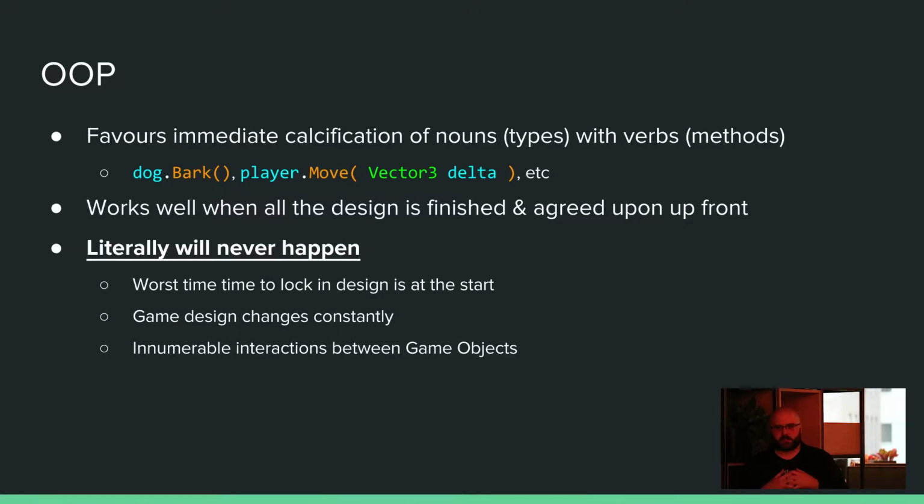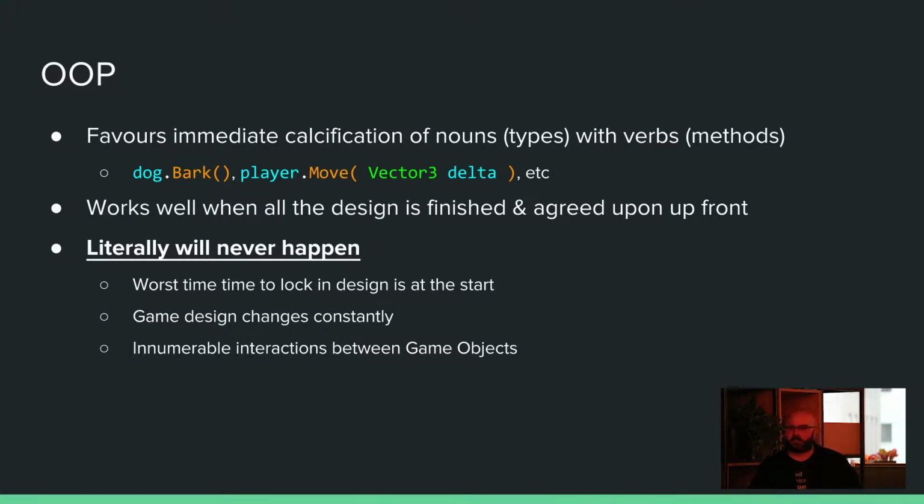This calcification, this hardening of your design, in my opinion, works really well when all the design is up front. So for a school project where all the criteria is up front, it works great. When you're following a tutorial online about how to implement or clone a Breakout or Tetris or a certain game, all the design is up there. So with OO, it works. But then when you're working on an actual game, this literally will never happen. Your design is constantly changing. The worst time to lock in your design is right at the start. And also there's an innumerable amount of interactions between the game objects in your game.